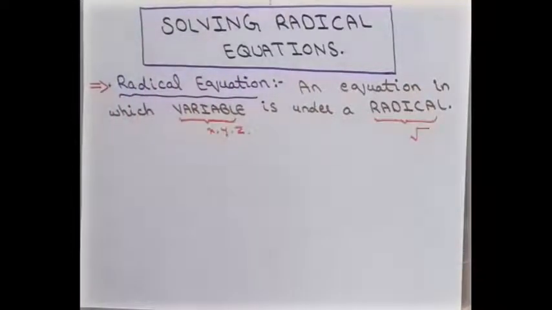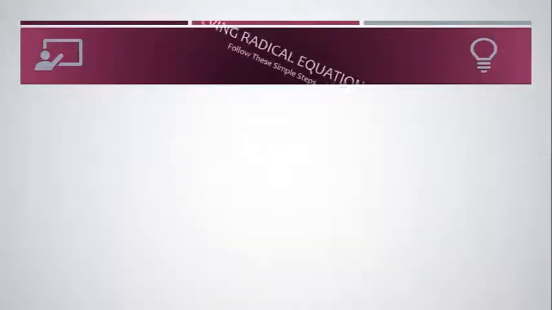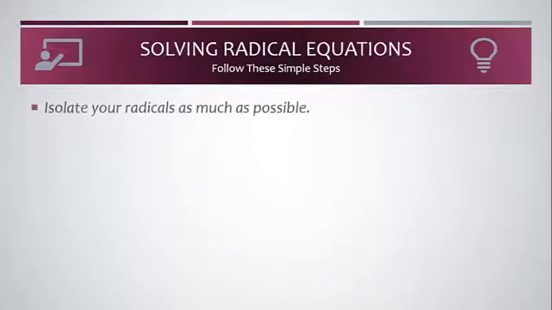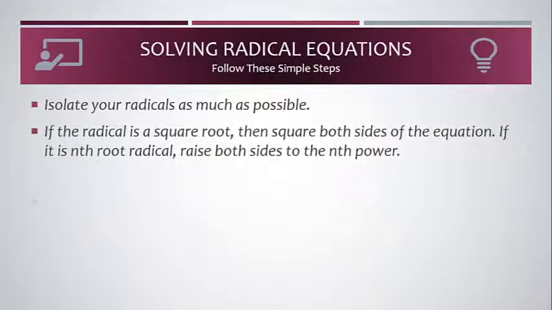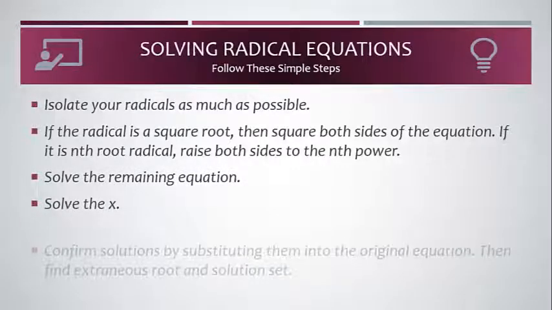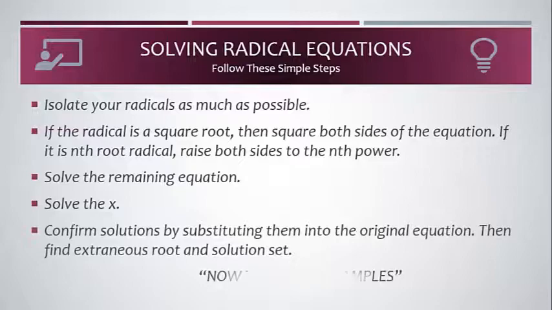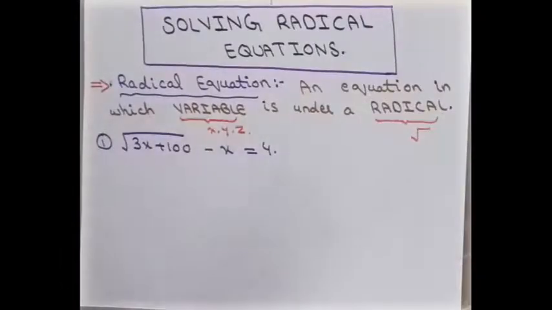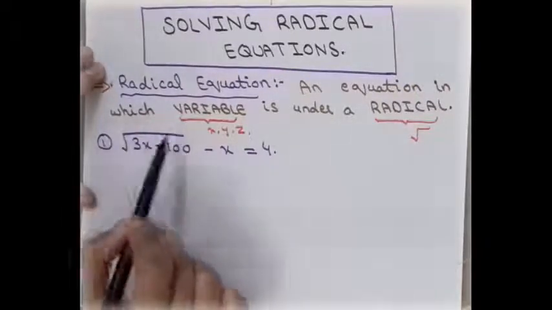So let us check out some examples, and before going to the example, check out the rules for how to solve it. The first example is called a radical equation. In this video we also find the extraneous root and the solution set. First of all, the first step is to isolate the radical.